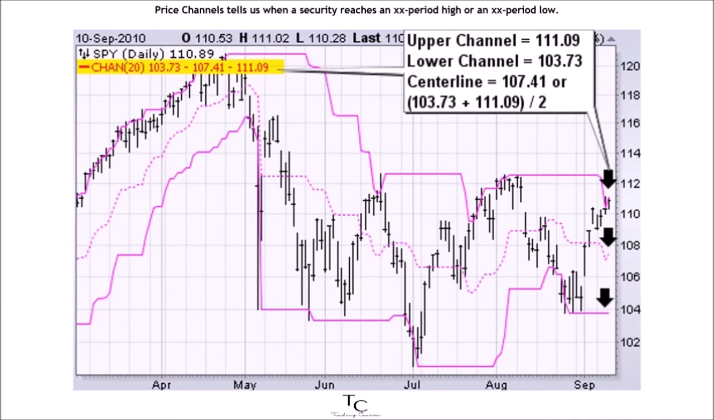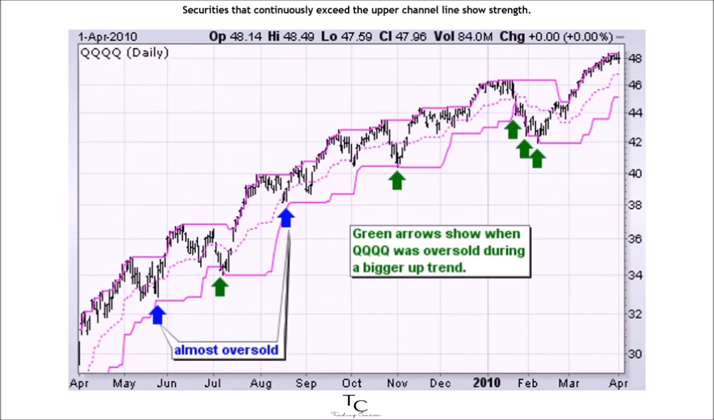Price channels tell us when a security reaches an XX period high or an XX period low. 20-day price channels mark the 20-day high-low range. 10-week price channels mark the 10-week high-low range. The center line marks the midpoint.